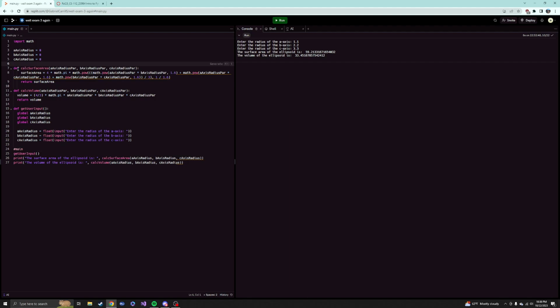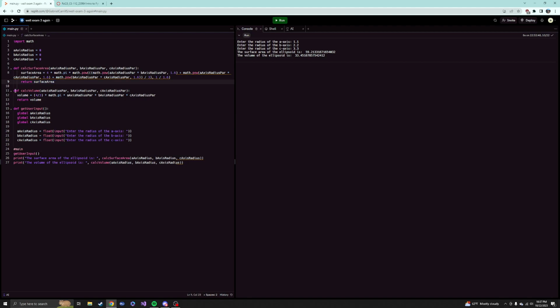exam. This calculator is part of the code, calc surface area, and we're giving it the parameters of a-axis radius, b-axis radius, and c-axis radius. All right, and so here we have the formula that we are given in the requirements, and we're going to return the surface area when it's called upon.